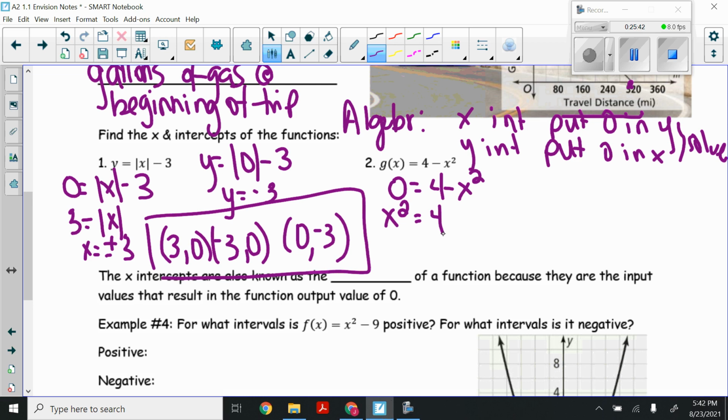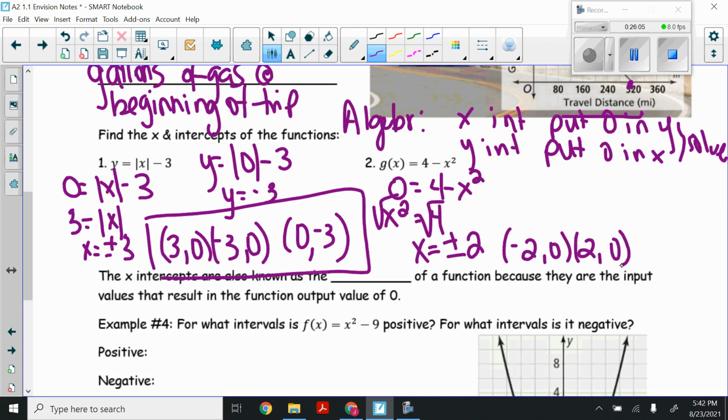I have to get rid of x squared to make it just x, so the opposite of squaring a number is taking the square root. Remember, anytime you put the square root in the problem, you have two answers, a positive and a negative. So I have x equals positive and negative the square root of 4, which is 2. So my x-intercepts are (-2, 0) and (2, 0).